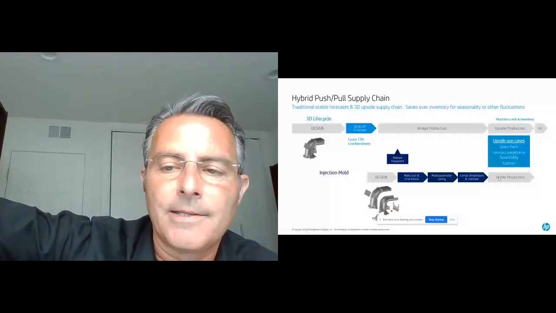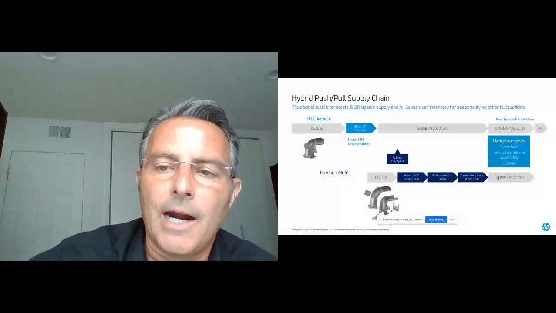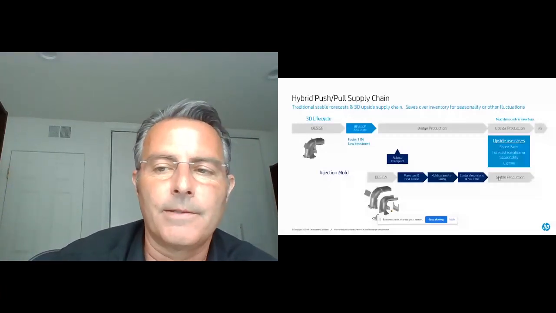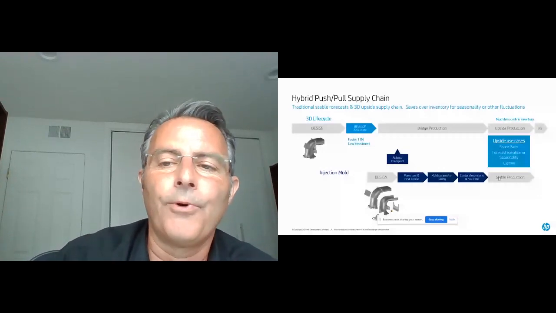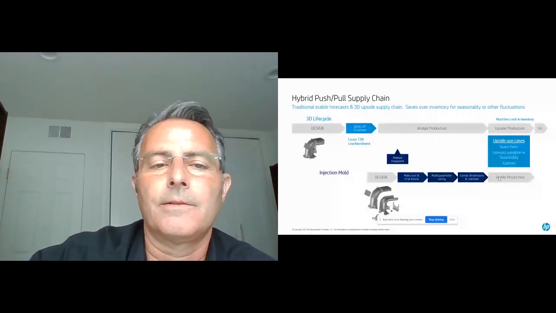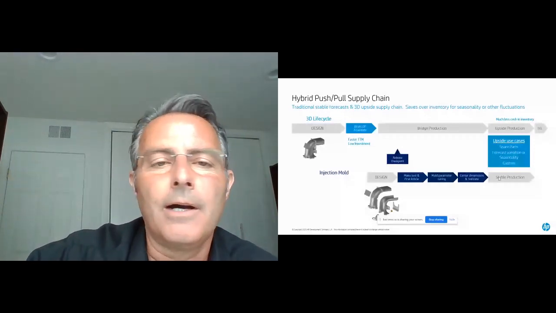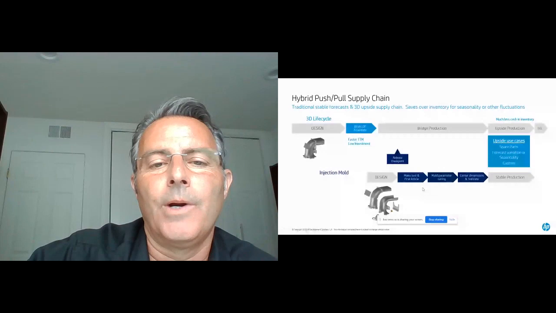I make them and I sell them. The 3D printed parts are pull use cases. Pull use cases could be spare parts. I make them when I need them, or for forecast variation or customizations. So this is a hybrid supply chain. It's kind of complicated. We will be talking more about this on May 20th.